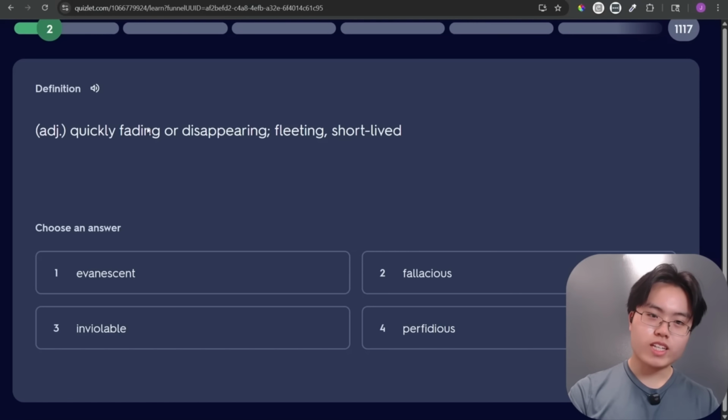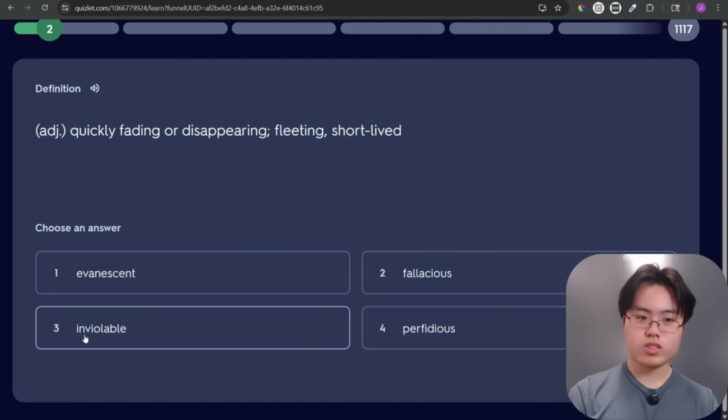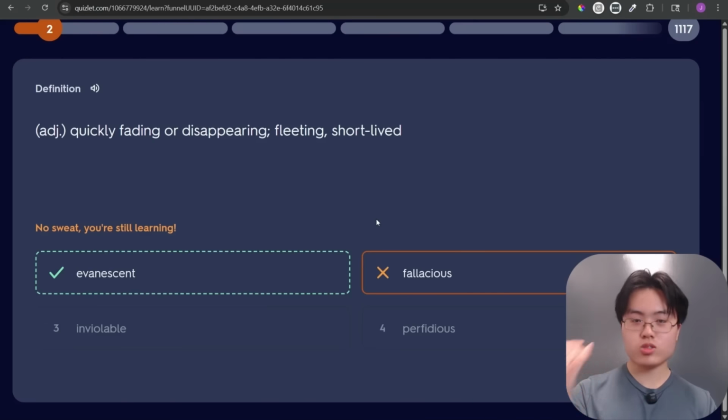Probably fading makes me think of fallacious. I think this is probably like volatile or not volatile. Yeah. And for this, sure, I got it wrong. Okay, but usually this is, I even got this question wrong. Like I genuinely didn't know what the answer was.